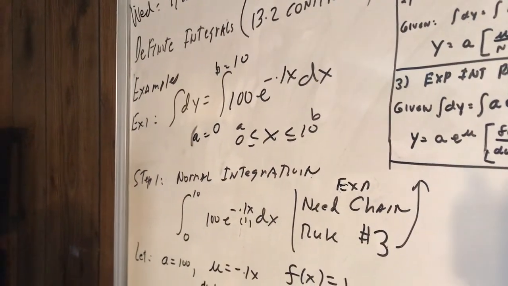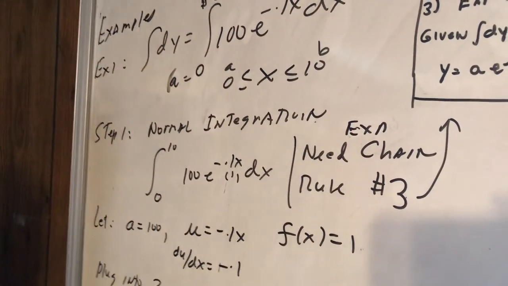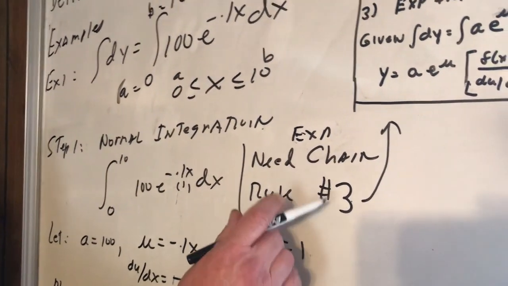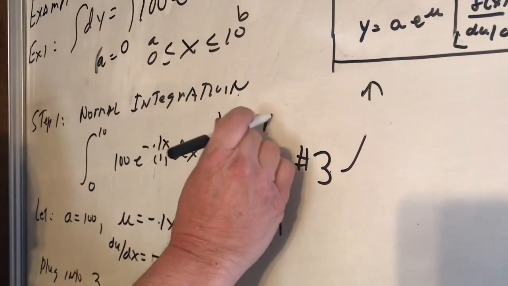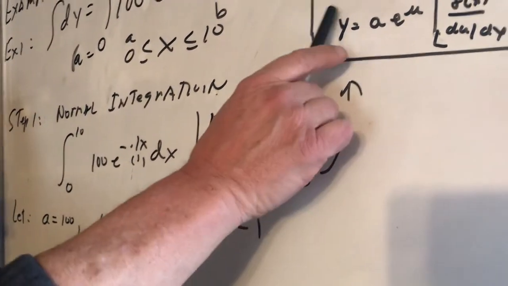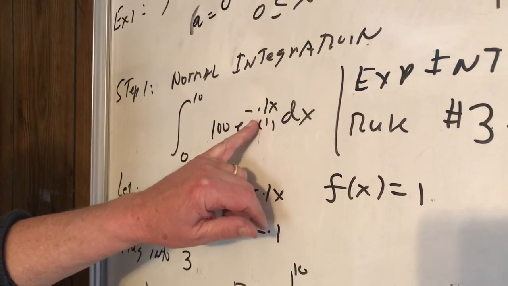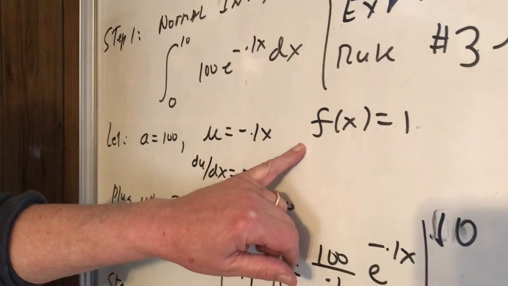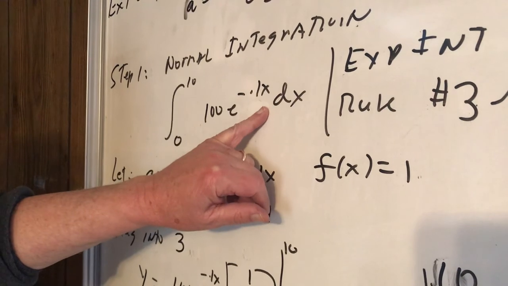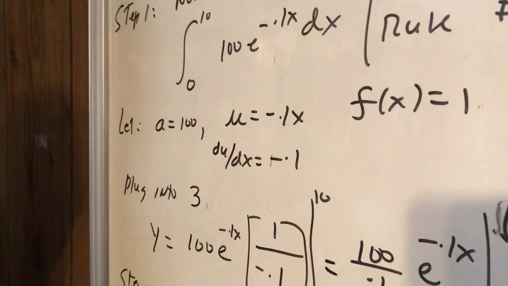Okay, so step one is normal integration, except we use these numbers, but we don't do anything with them yet. So we're going to use the exponential integral rule, number 3, given right there. I have to define my values. A is 100. U is always the power on the exponent, minus 0.1x. F of x is 1 here. It's not a polynomial, so we assume it's a 1. And du dx is going to be minus 0.1.